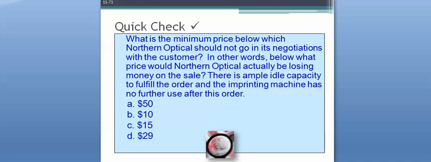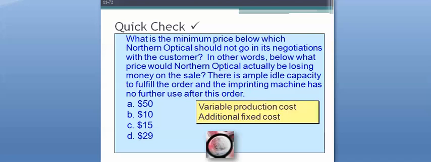What is the minimum price that we should not go below in negotiating with our customer? In other words, below what price would Northern Optical actually be losing money on the sale? Again, assume we have ample excess capacity to fill the order and the imprinting machine has no further use after this order. We want to make sure we consider our variable production cost and any additional fixed cost associated with this order and compare it with our incremental revenue.